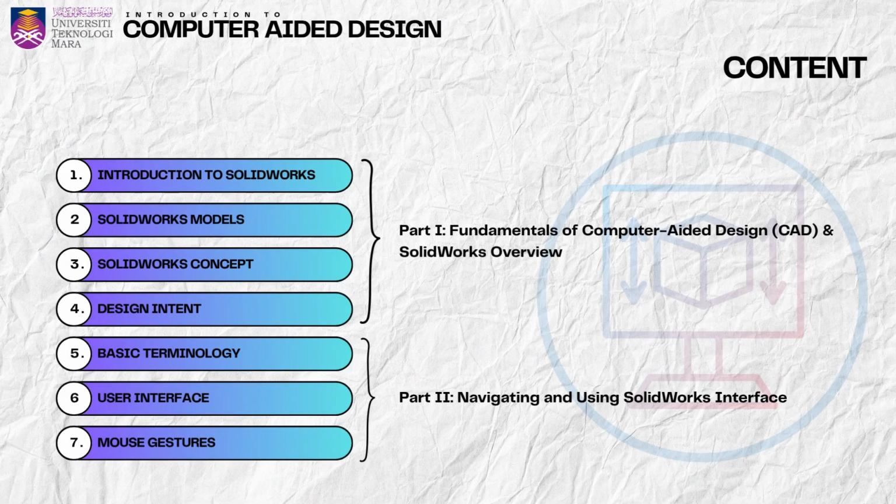Then we will delve into SolidWorks models, discussing the different types of files you'll encounter. Following that, we will explore the SolidWorks concept, which includes parametric modeling, feature-based design, and associative modeling. We will also spend significant time on design intent, which is crucial for creating robust and adaptable designs. The latter topics, basic terminology, user interface, and mouse gestures, will be covered in Part 2 of this chapter. So for today we're focusing on topics 1 to 4 as part of Fundamentals of Computer-Aided Design and SolidWorks Overview.